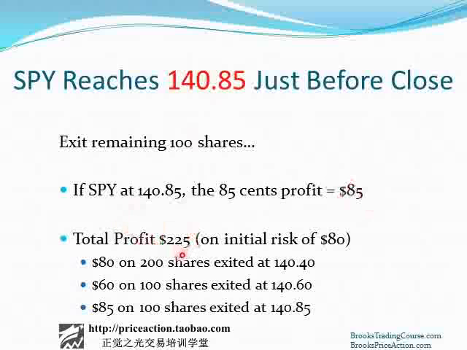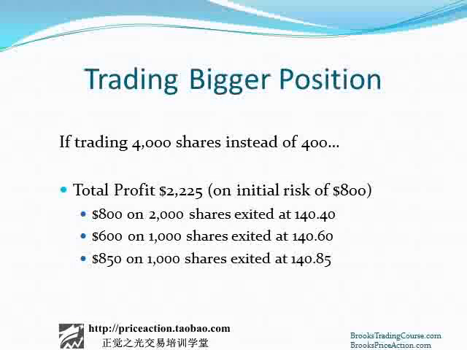Your total profit is $225. Your initial risk is $80. Remember, you had a 20-cent stop and 400 shares. So on your first 50%, your first 200 shares, you made $80. You exited at 140.40. You took another 100 off at 140.60 for another $60. And you took your final 100 off at 140.85 for $85, giving you a total profit of $225 on your 400 share trade. Well, let's say you were a little richer and had a bigger account. So instead of trading 400 shares, you traded 4,000 shares. The spider can easily handle 4,000 shares.